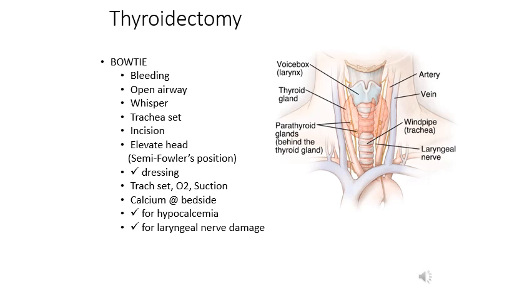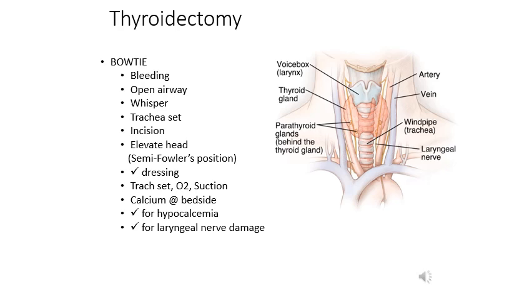you can see the close proximity of the trachea, the windpipe, the laryngeal nerve, and the voice box, all of those things, the larynx. So we always want to make sure that airway is intact. There's going to be some inflammation and trauma in that area that could swell and cause narrowing of the airway. So we really need to pay attention to that.